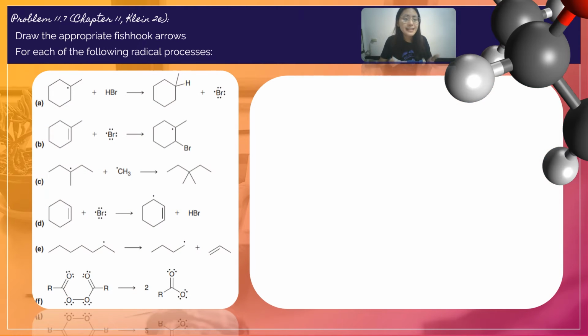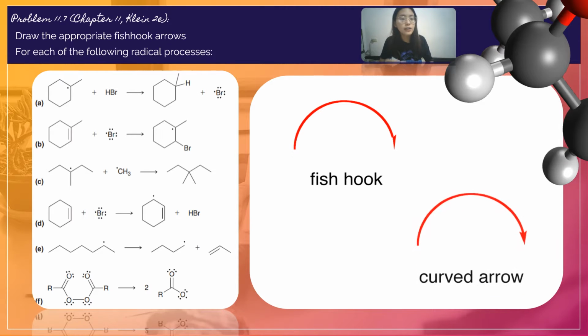This question set challenges us to identify the different types of radical processes involved and to also draw a reasonable mechanism for each reaction. As a reminder, fishhook or half arrowhead curved arrows are used to designate the flow of a single electron, as in a radical. Meanwhile, a full arrowhead curved arrow is only used when a pair of electrons are moving in concert to the same location.